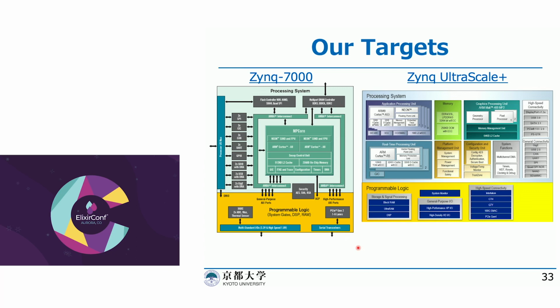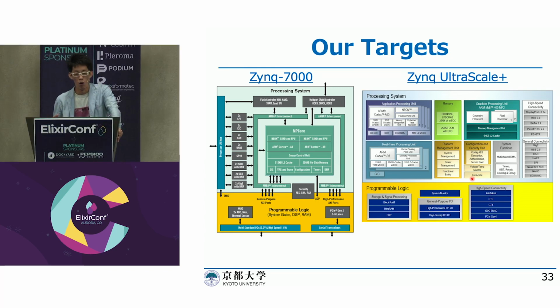So our target is the Xilinx Zynq platform. Zynq 7000 is an embedded mid-range class family. Zynq 7000 has dual-core ARM Cortex-A9 processors with FPGA. Processor and FPGA are connected by the ARM AXI4 bus. Second target is the Zynq UltraScale Plus family. It is a high-end family used for high-end embedded systems. UltraScale has quad-core ARM Cortex-A53 processors with FPGAs.